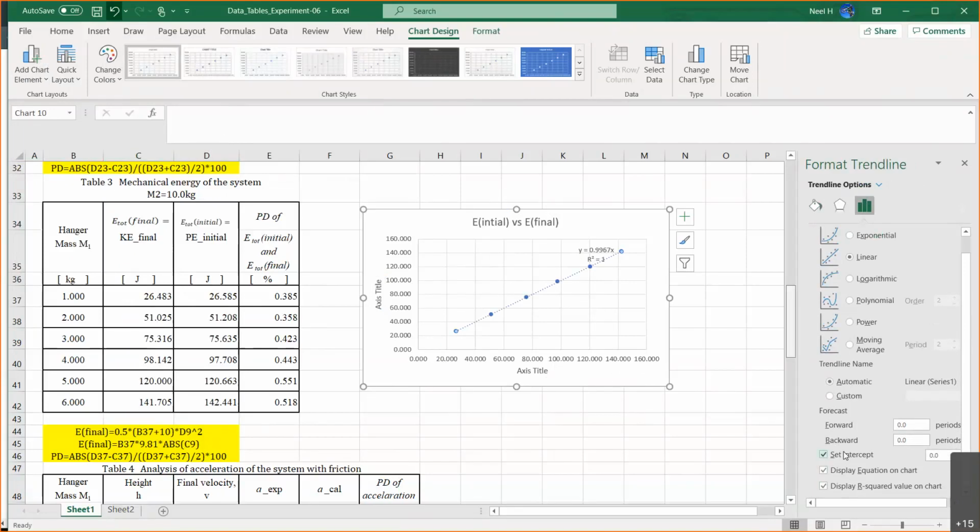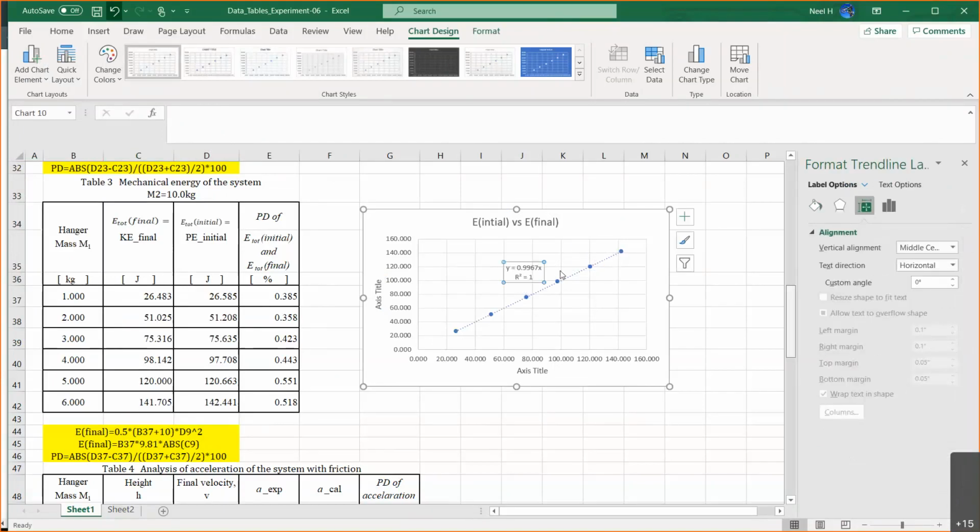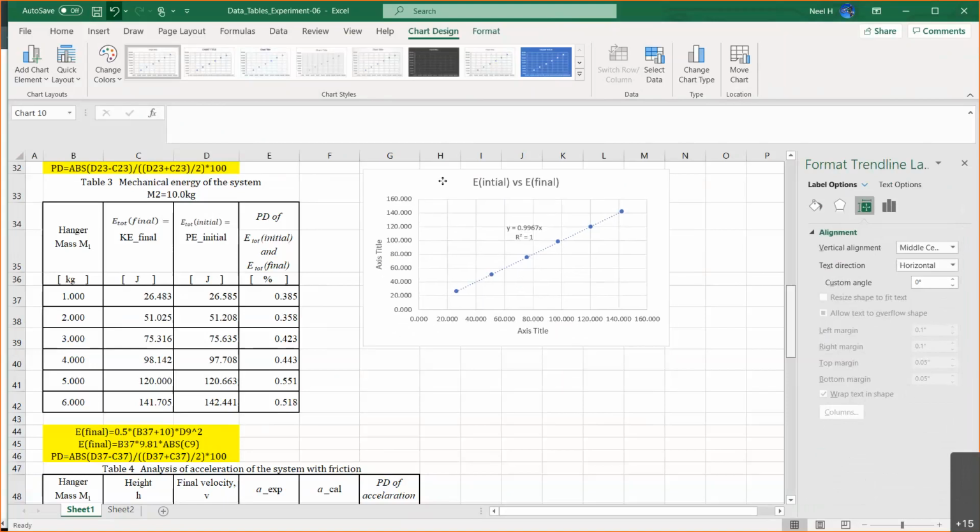The slope of the graph should be about 1 if it is a perfectly energy-conserved situation. Now you can see it is slightly off. The data set is perfect. R square is 1, which means the data set is very perfectly matched. However, the slope number in front of the x is 0.9967. There is going to be a very slight difference between the expected value and the calculated value, so we can do a percentage error there.